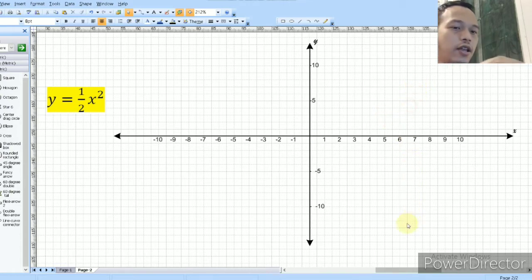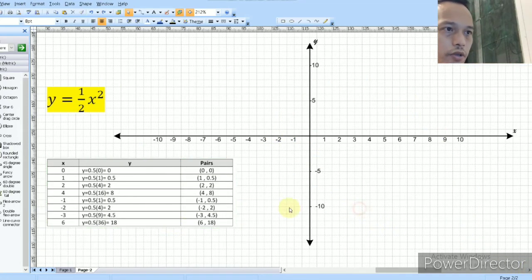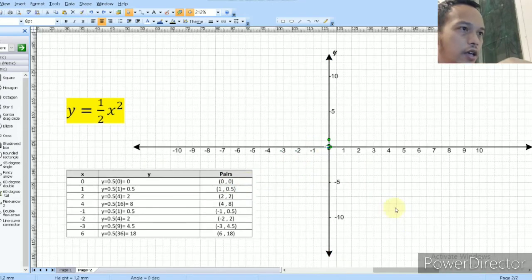Okay, so now let's state all of the pairs that we have found so far. What is the shape of this graph? How can we graph this one? Let's begin with the first pair. It's 0 comma 0, so 0 comma 0 is here. Okay, it's easy. And then the next one is 1 comma 0.5. So it is 1 for the x and 0.5 for the y. So it's there. And then 2 comma 2, it is there. 4 comma 8, it is there.